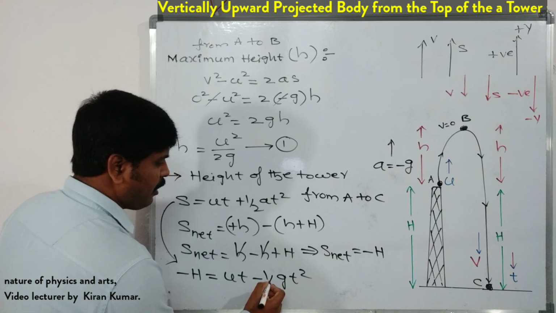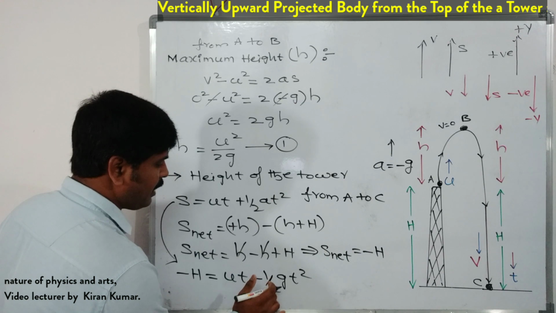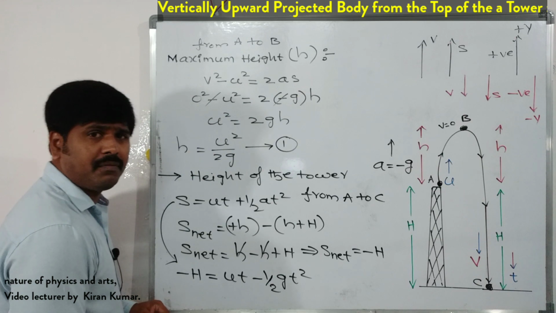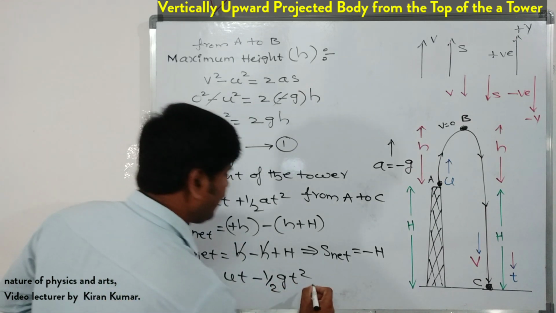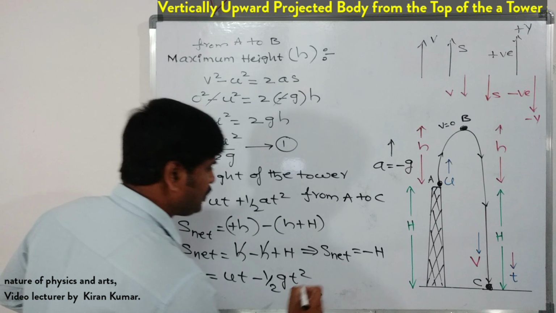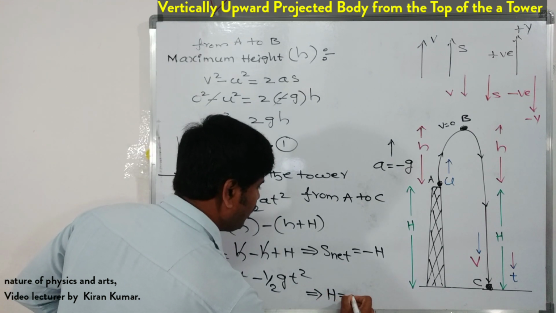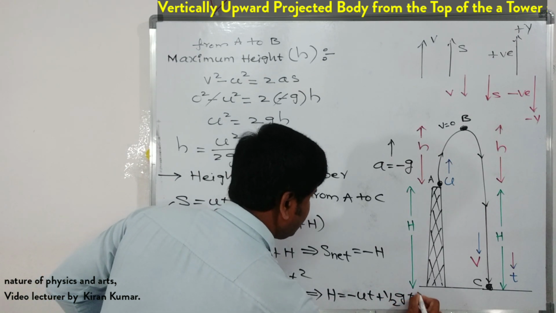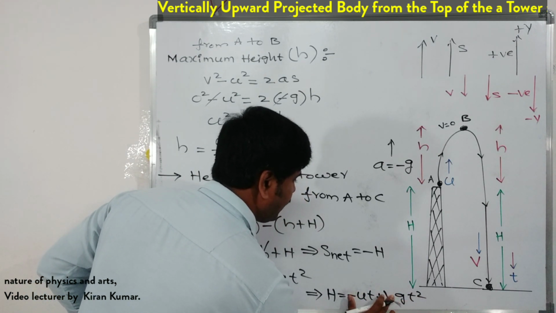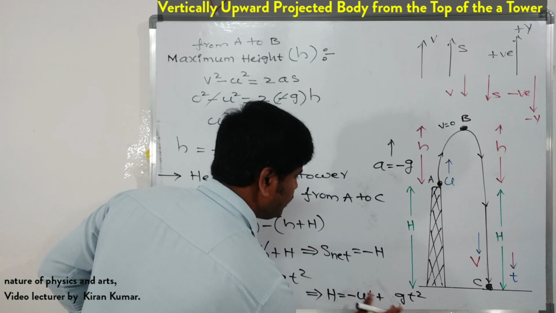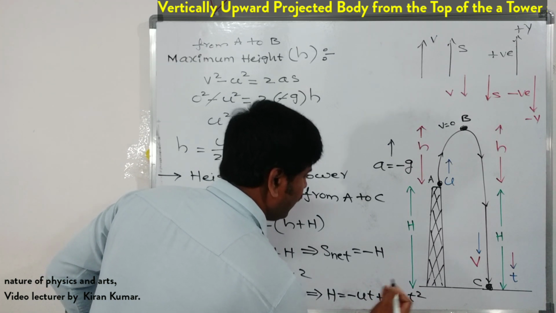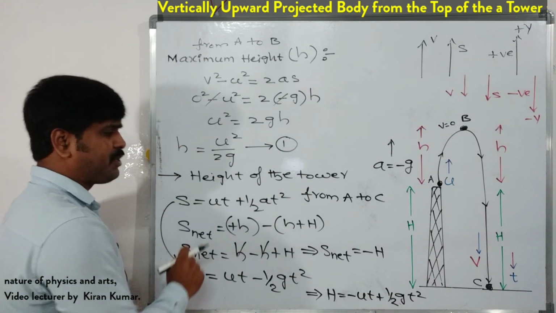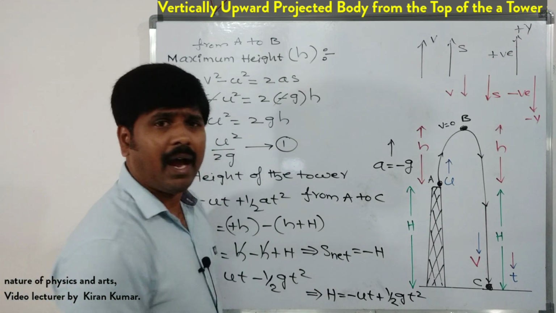So this is minus g, that's why here I wrote initially minus 1 by 2 gt square. This is the height of the tower. One more equation we can write from this, minus H instead of that plus H, which is equal to minus ut plus 1 by 2 gt square. Okay, two equations we got. First one is the maximum height equation, second one is the height of the tower.